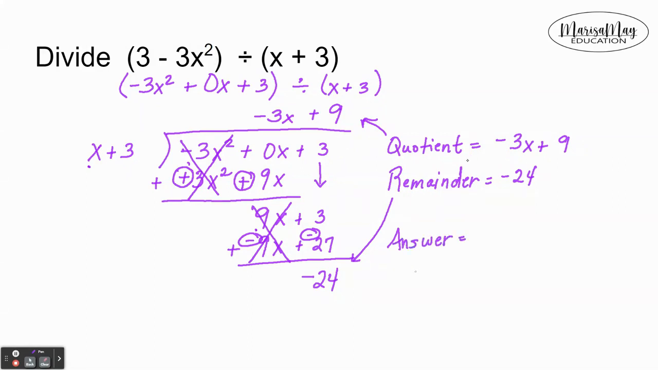If we want them together, we write the quotient and we put the remainder on top of a fraction with the divisor. So we took the remainder, you see the negative 24, and we put it on top of a fraction with the divisor, which was outside the house. And that would be our answer if we wrote it all together.